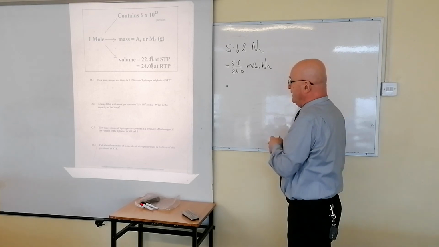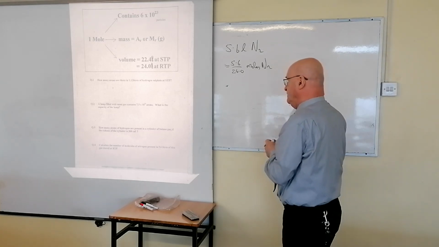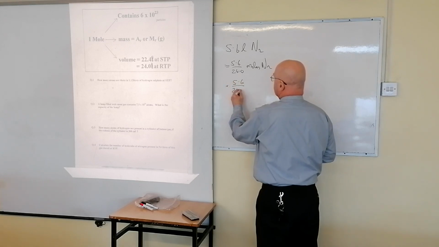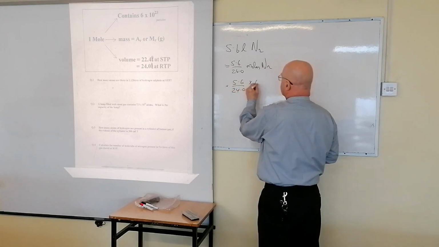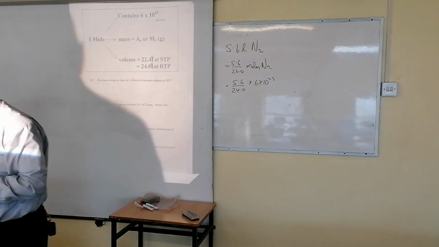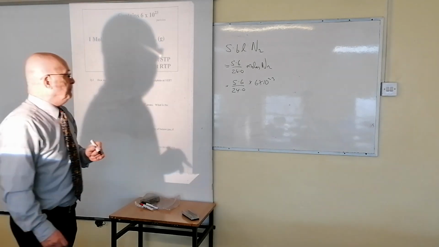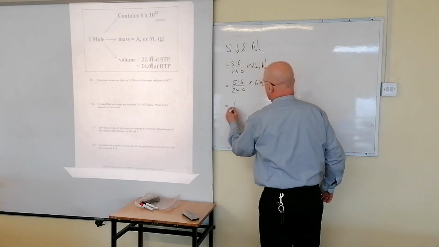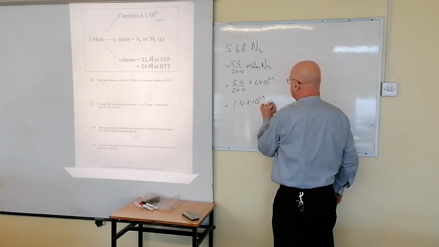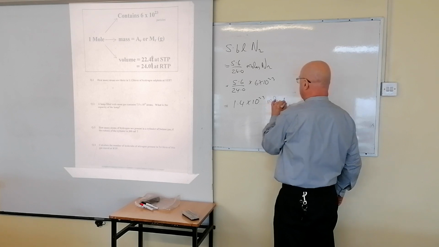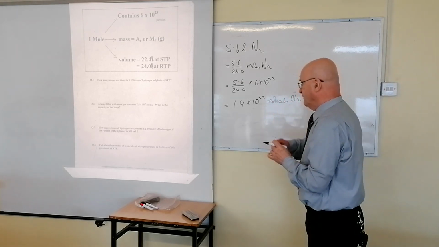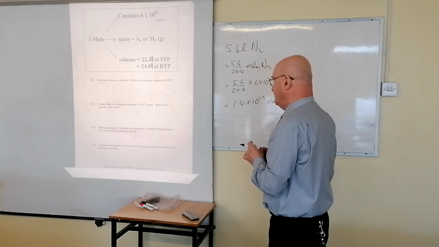Get the value for that there and then, and they want to know the number of molecules of nitrogen, so it's going to be 5.6 divided by 24.0 multiplied by 6 by 10 to the power of 23. Okay, and I have an answer for that for you: 1.4 by 10 to the power of 23. That is molecules, write it in full, molecules of nitrogen gas, N2. And that's what they've asked you, to state the number of molecules of nitrogen.